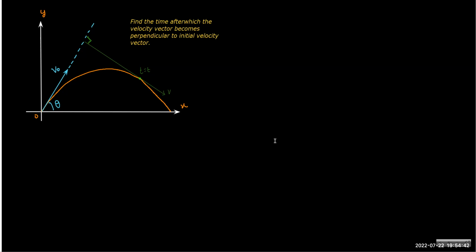Sir, I got it. Very good. How much? So T is equal to V naught sine theta by G. Very close. It is the other way around, I think. V naught by G sin theta. Can you just recheck?